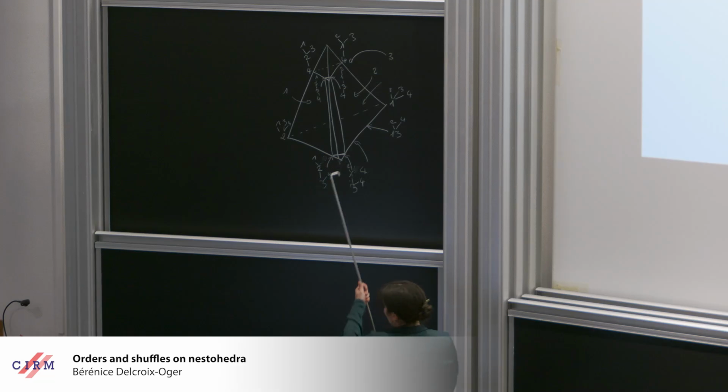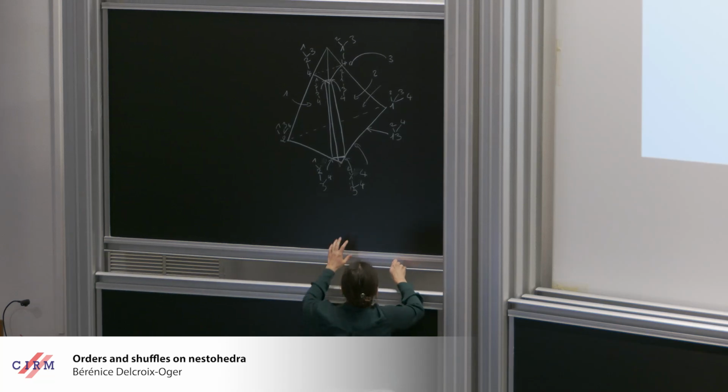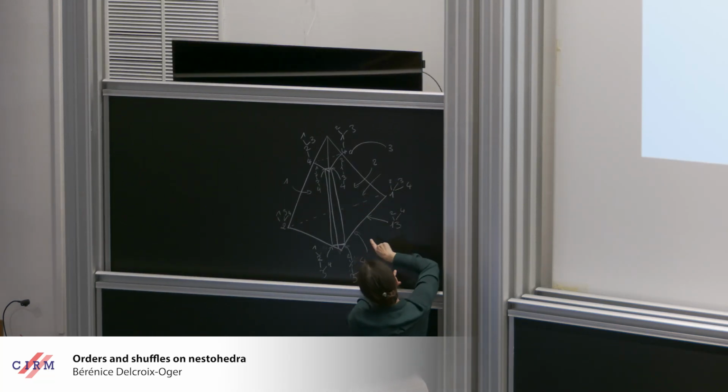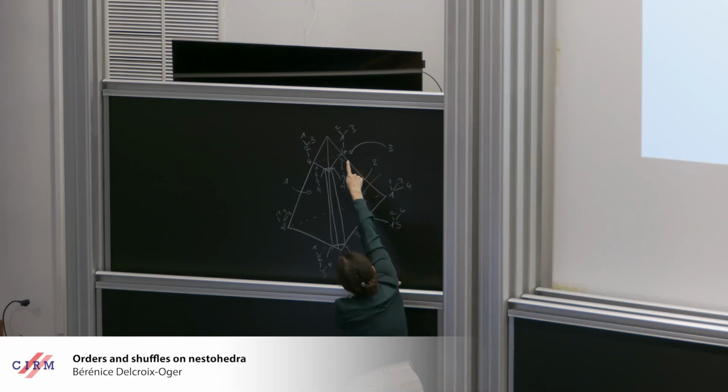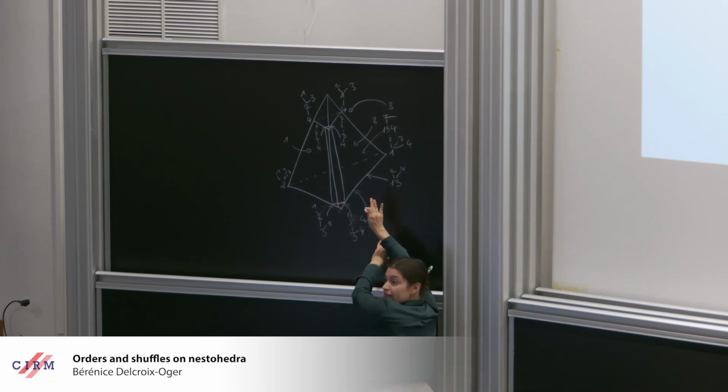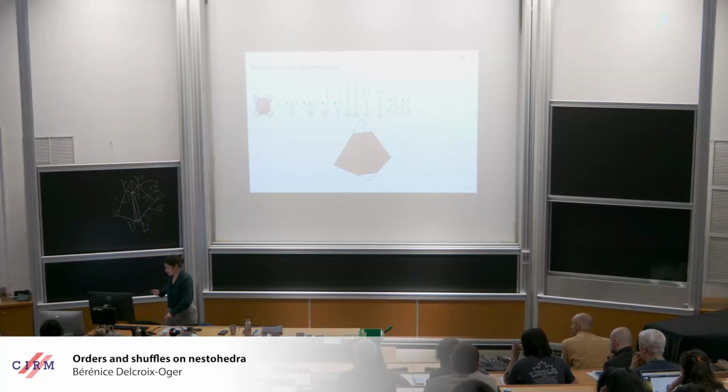Okay, and here I didn't complete my drawings, but this face is obtained by choosing both 4, 1, and 3. So you take 1, 3, 4, and 2. So this face is 1, 3, 4, 2. Is it clear? Okay. So that is how we see our polytopes.